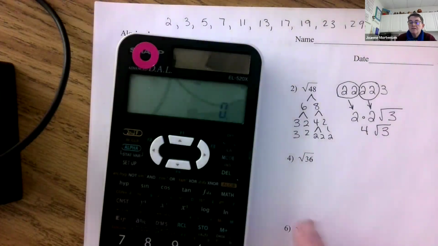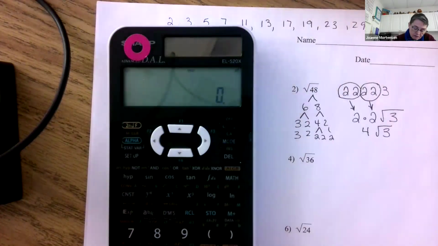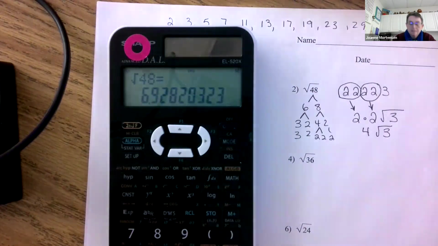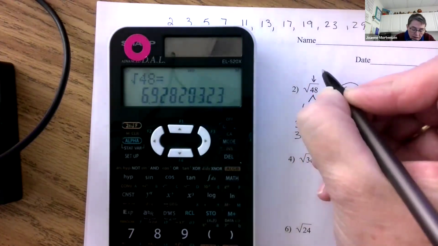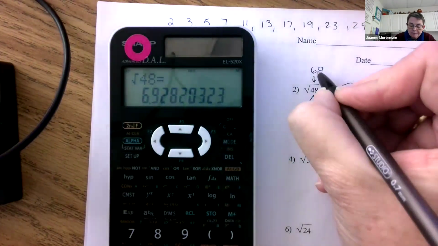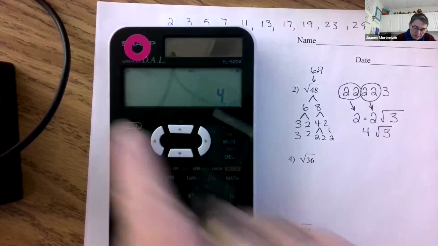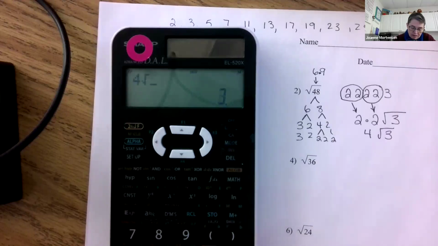A trick that Mark showed me: if you want to check if you're right and you're all nervous, you can take the square root of 48. On my calculator I get about 6.9. I know there are other decimals, but it doesn't matter. And then I'm not sure if this can work on my calculator: 4 square root 3 equals. Aha! Look at that!